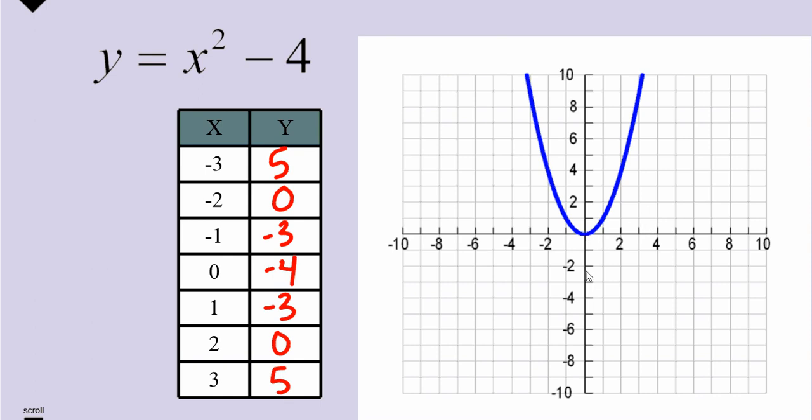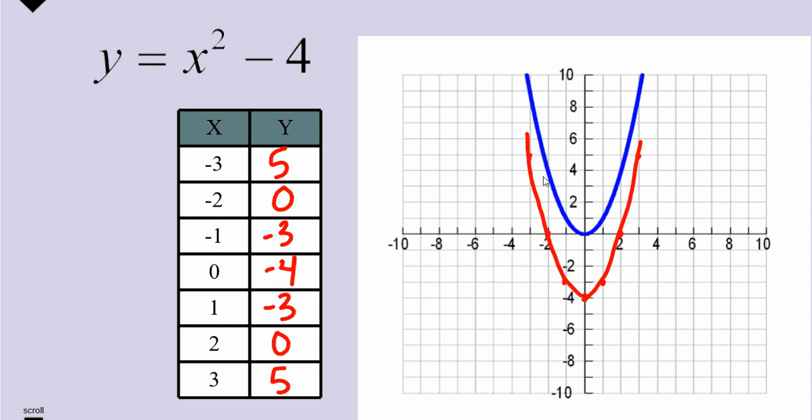So 0, negative 4. So I see actually this vertex moved down 4. 1, negative 3. 2, 0. 3, 5. And then just mirror image.